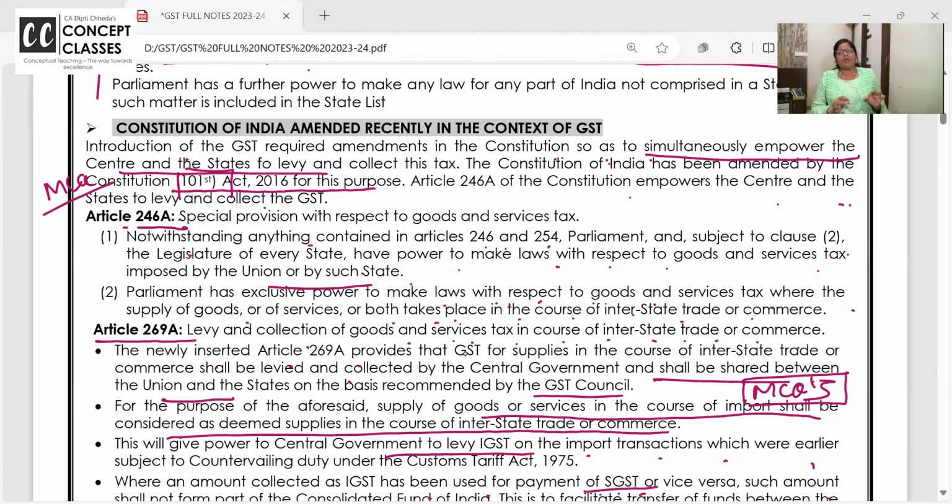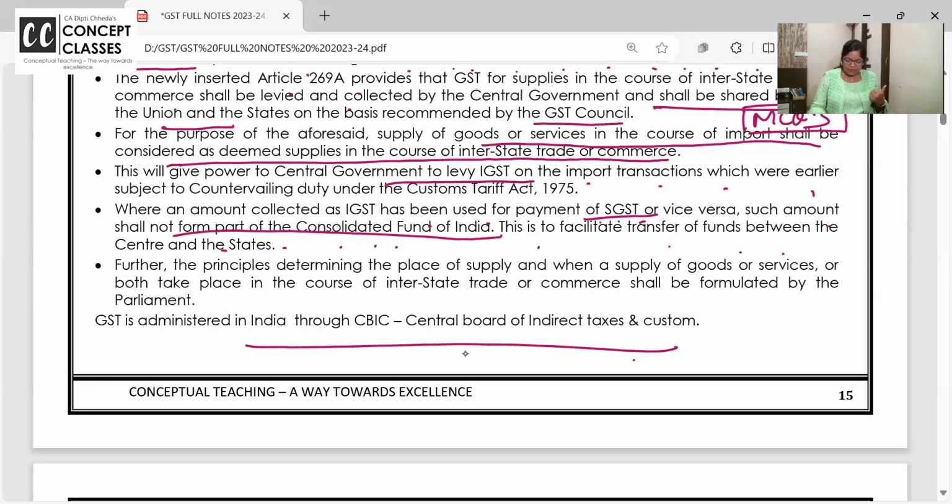Which amendment they have brought in Constitution? 101. And through which article they said, okay, now they can charge the tax, center and state? 246A. But to collect the taxes, 269A. Levy and collection of taxes. Okay? Right.